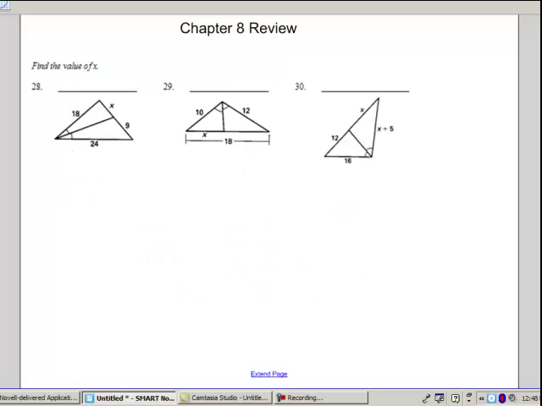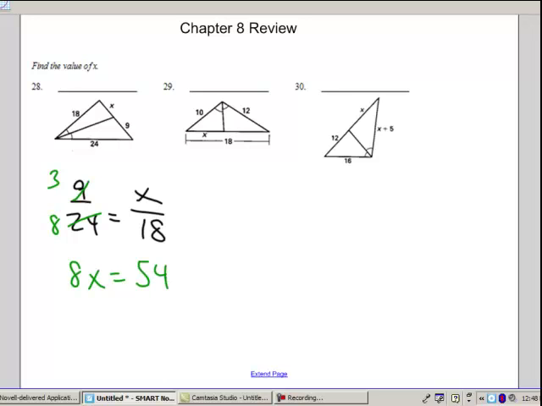Find the value of x. Number 28 is a triangle angle bisector theorem, which tells us that 9 over 24 is equal to x over 18. So let's do a little bit of simplifying first, might help us out. 3 goes into 9 3 times, 3 goes into 24 8 times. So 8x is equal to 3 times 18, which is 54. Dividing both sides by 2, I get 4x is equal to 27. So x is equal to 27 over 4.